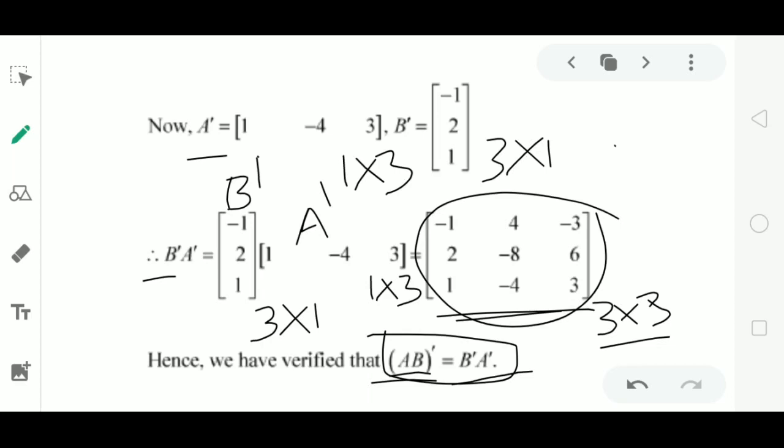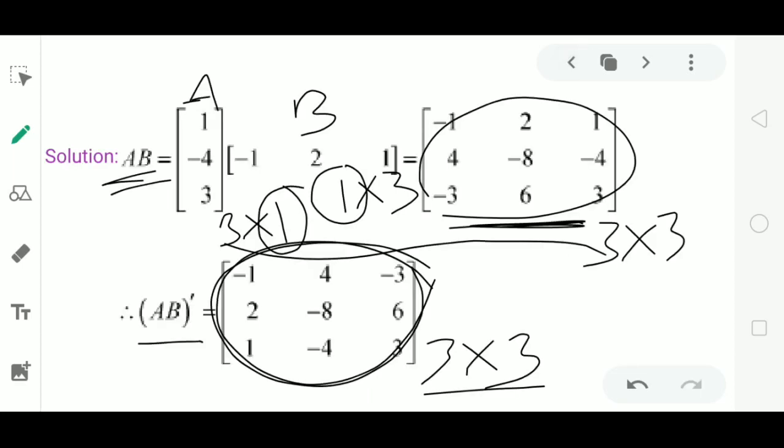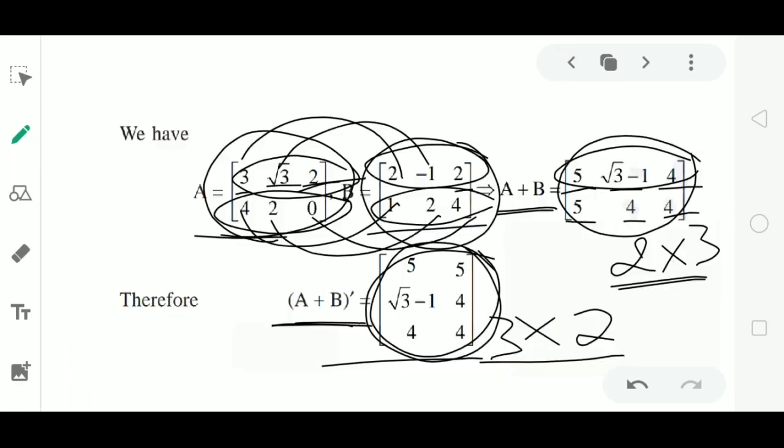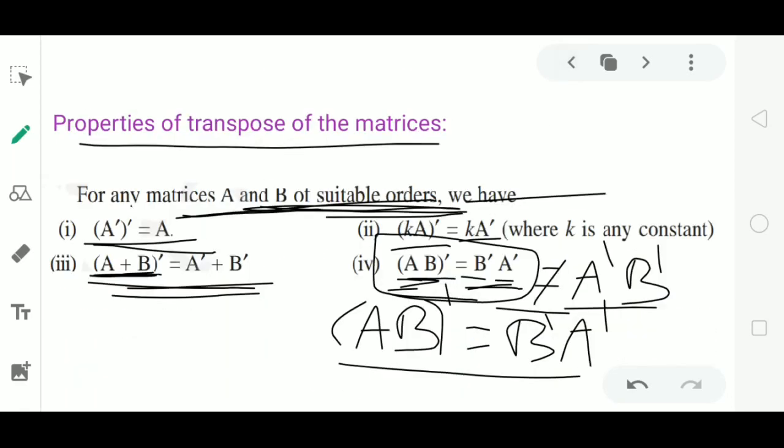And we know that we can define the product only when the number of columns of the first matrix A is equal to the number of rows of the second matrix. So, this property can be verified only for those matrices which satisfy the condition for multiplication. In the statement, we have that for any matrices of suitable order. Here the suitable order means we have to choose the order of the matrices A and B so that the product AB is defined. And you can verify the property AB whole dash equal to B dash into A dash.